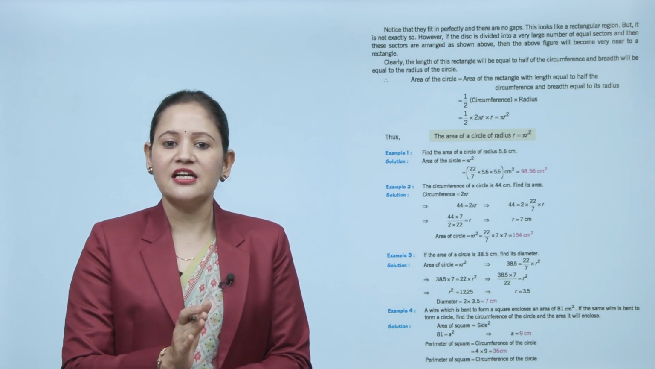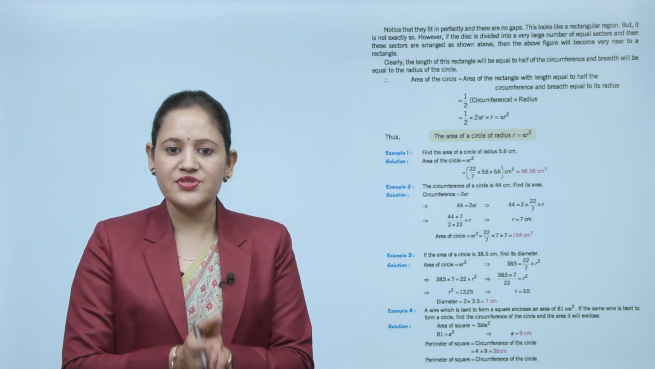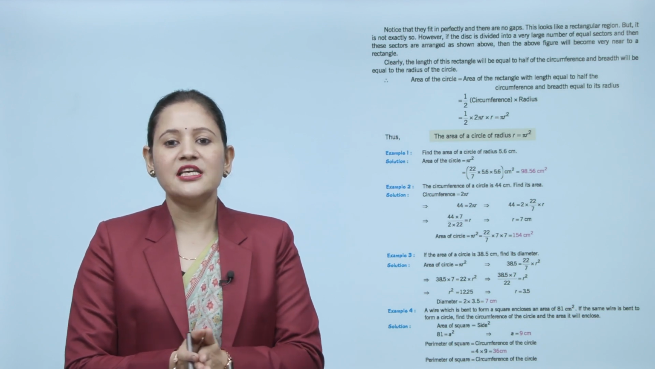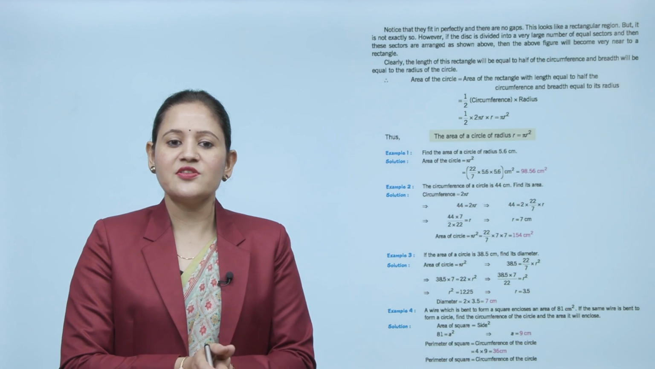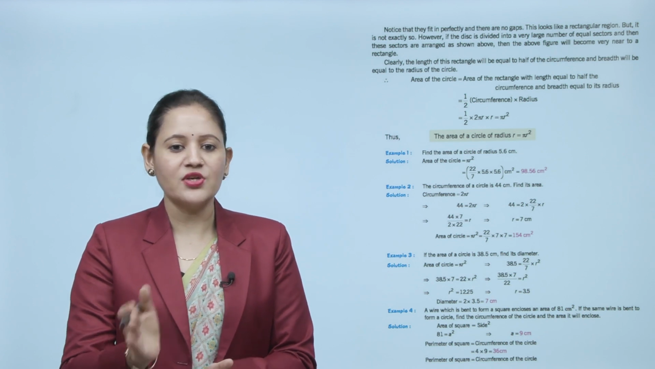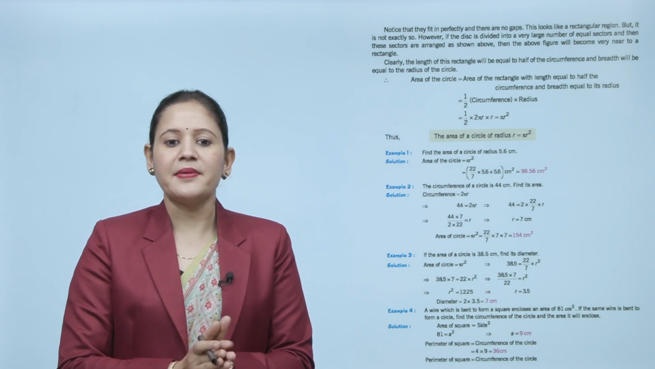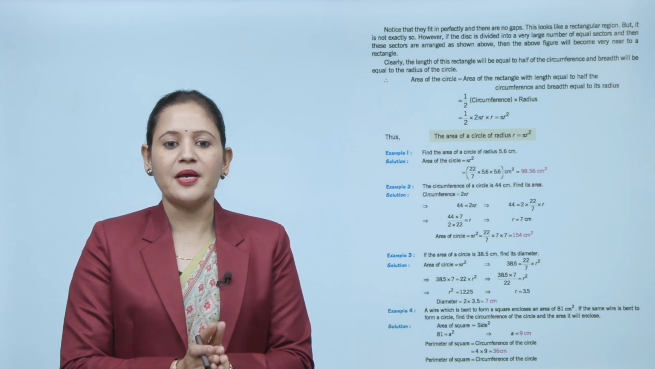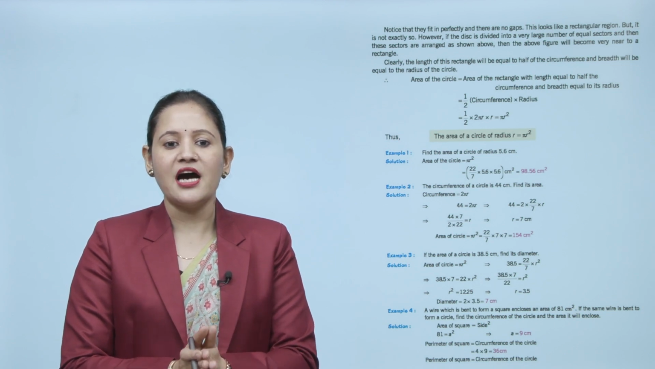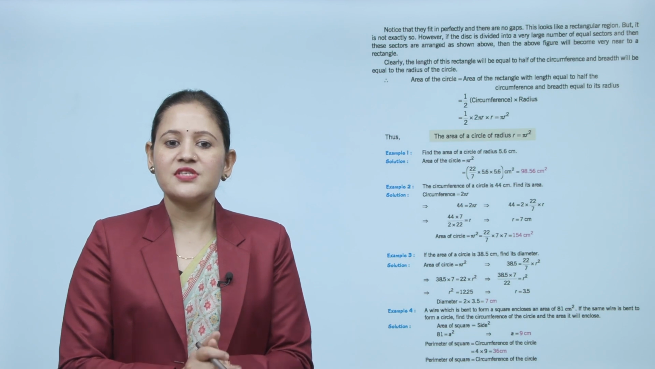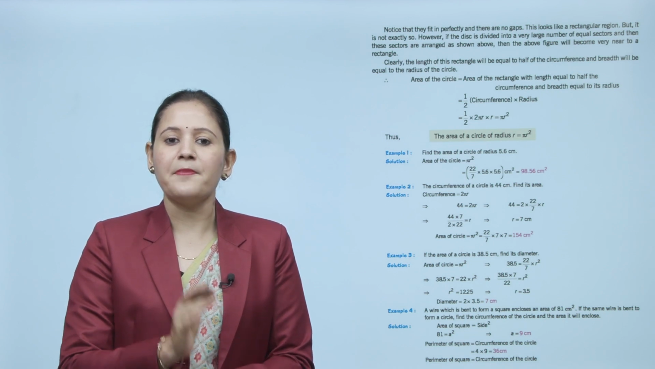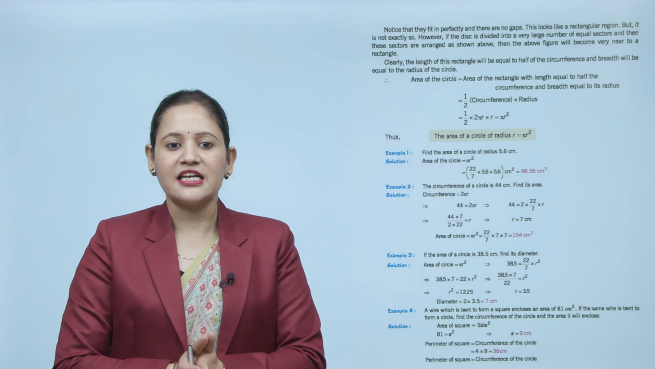Area of the rectangle with the length equal to half of circumference and breadth equal to its radius. So that is equal to 1/2 circumference into radius, 1/2 multiplied by 2 pi r, that is circumference, multiplied by r, equals pi r square. Thus the area of a circle of radius r equals pi r square. Let's take an example.